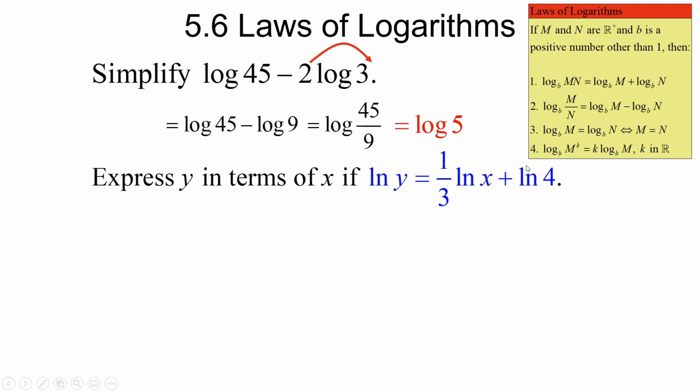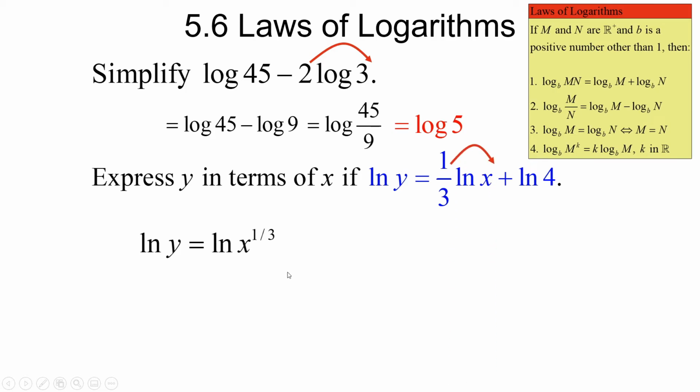All right. Express y in terms of x if the natural log of y equals 1/3 the natural log of x plus the natural log of 4. Now I need to write this as y equals something in terms of x. And I better use my laws of logarithms. So I suggest to start, we're going to simplify the right-hand side. So the natural log of y equals, well, this coefficient, can't that become, instead of 1/3 the natural log of x, could I write that as the natural log of x to the 1/3 power?